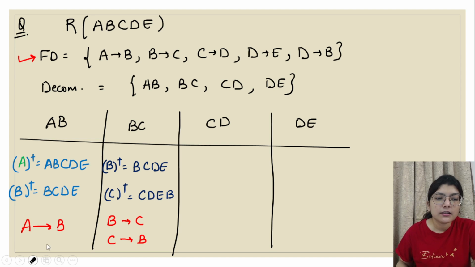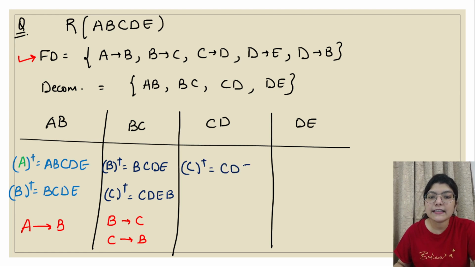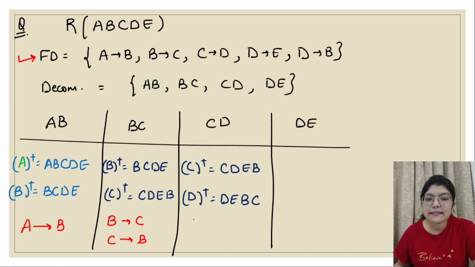Next we will try CD. So I'll take the closure of C. What is the closure of C? C, D, E, and B. And what is the closure of D? Closure of D, what you will get is D to E, E to B, again B to C. You can easily find the closure, this is not a problem. Then what are the functional dependencies? C to D I am getting, and D to C I am getting.